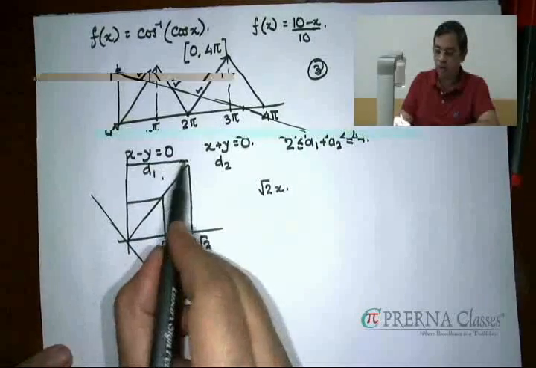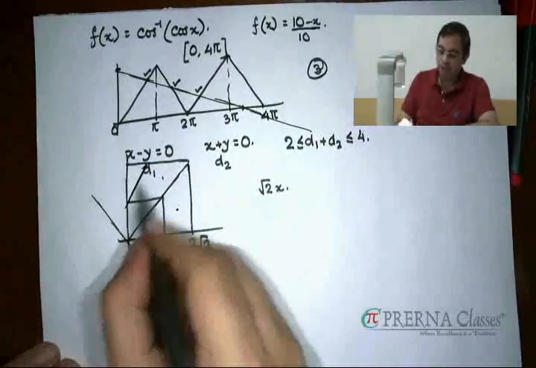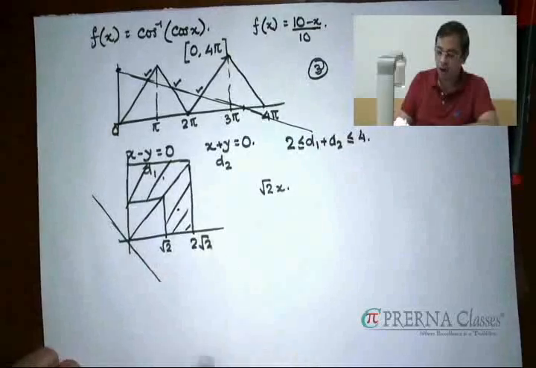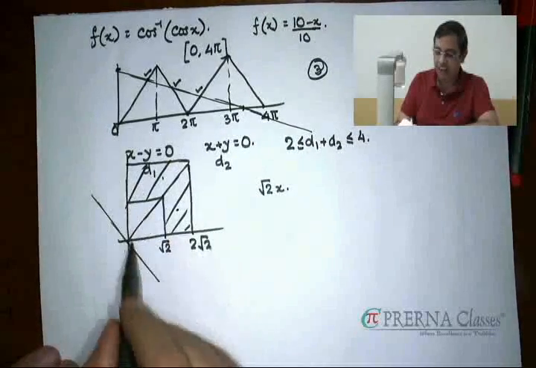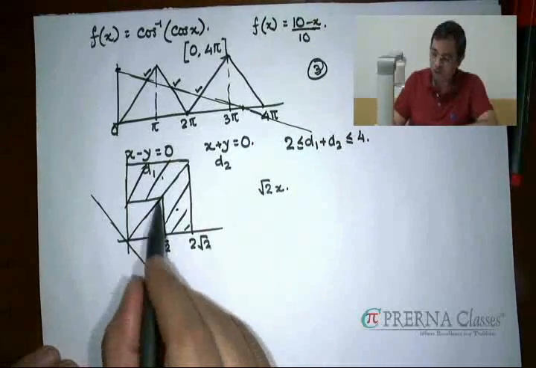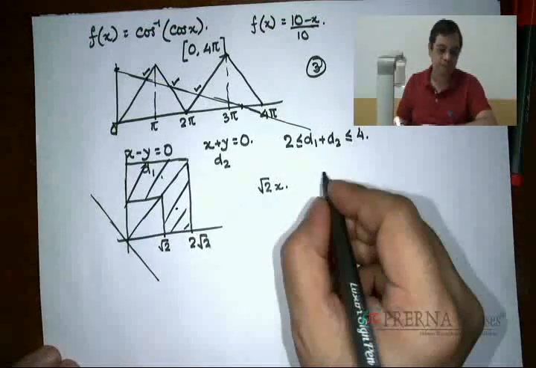The area that we are looking for then is this area, which we can easily get as the area of this square minus the area of this square, which turns out to be 6.